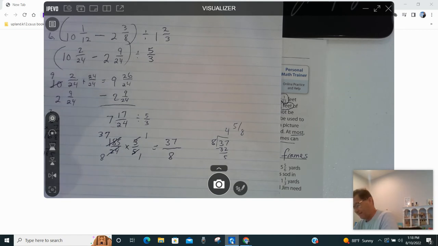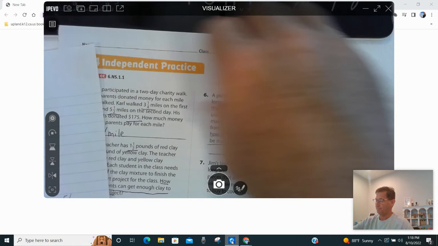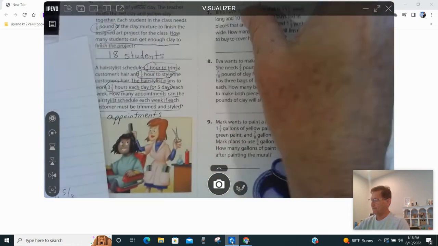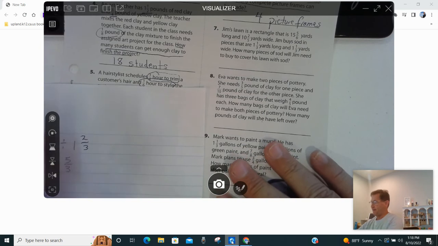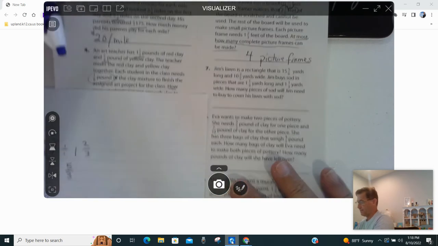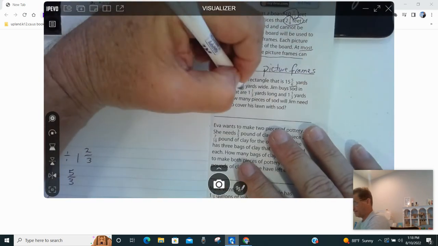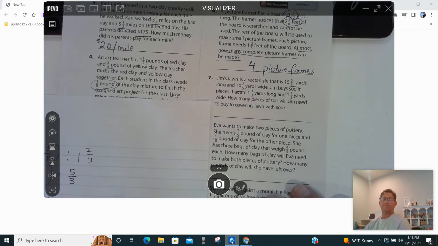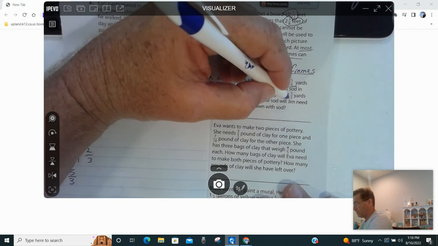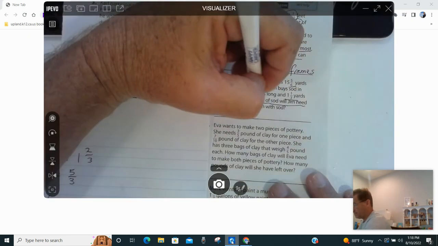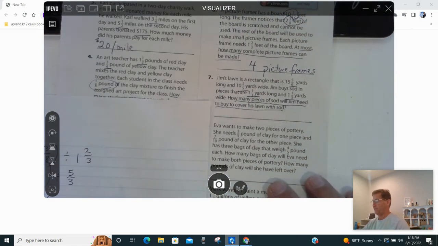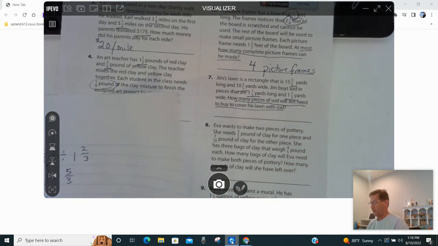All right, number 7. Jim's lawn is a rectangle that is 15 5/6 yards long and 10 2/5 yards wide. He buys sod that are 1 1/3 yards long and 1 1/3 yards wide. How many pieces of sod will he need to cover his lawn?